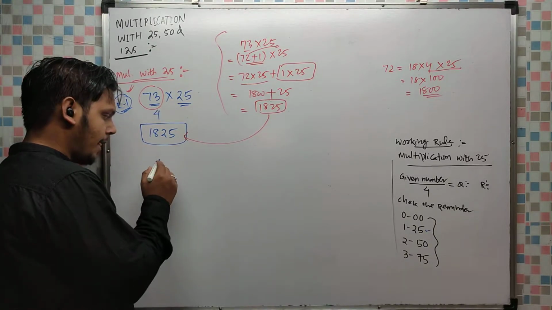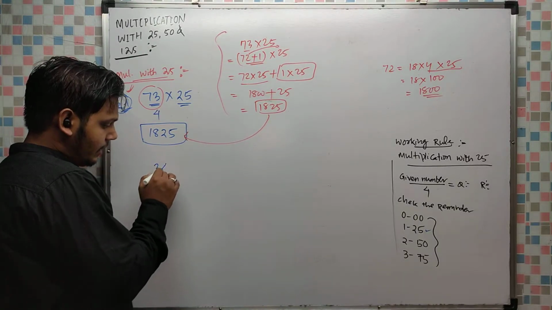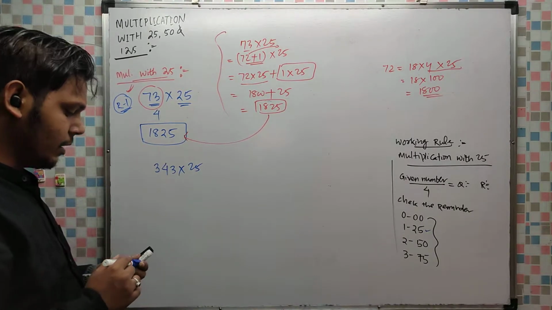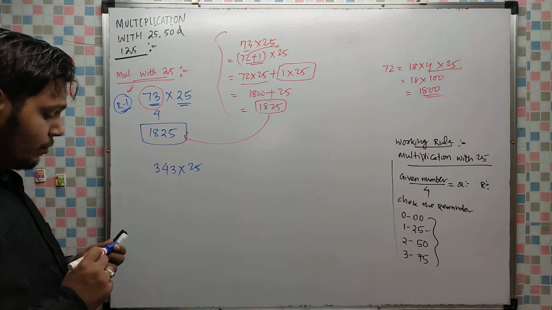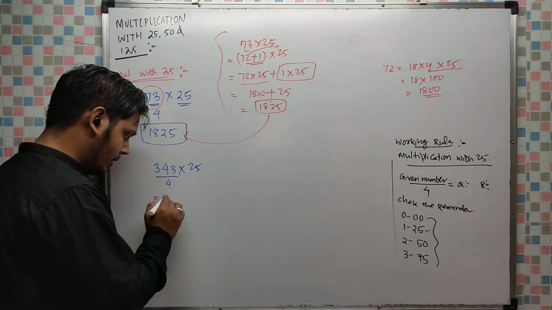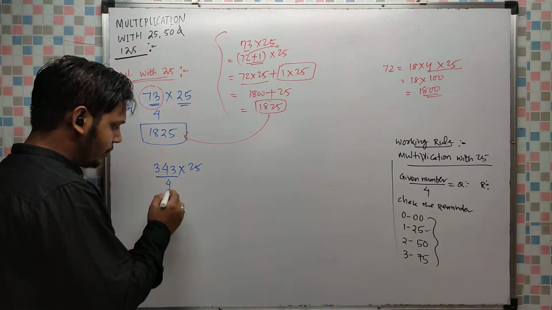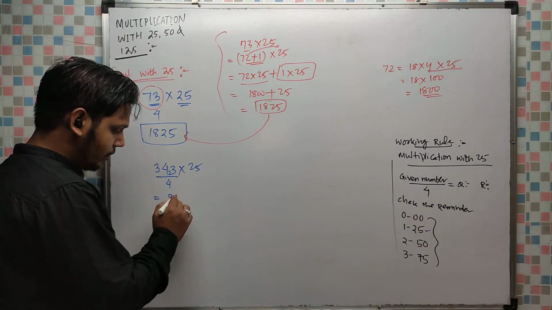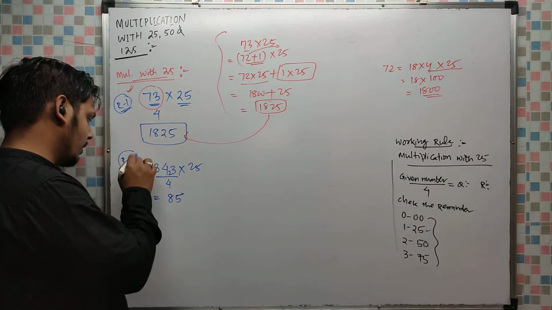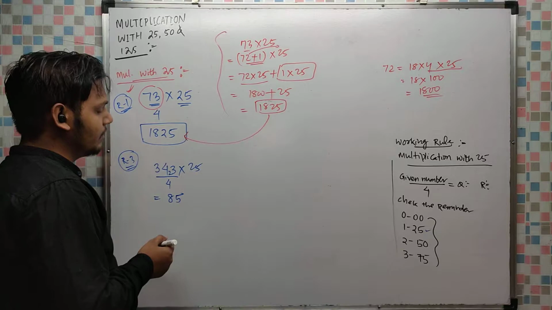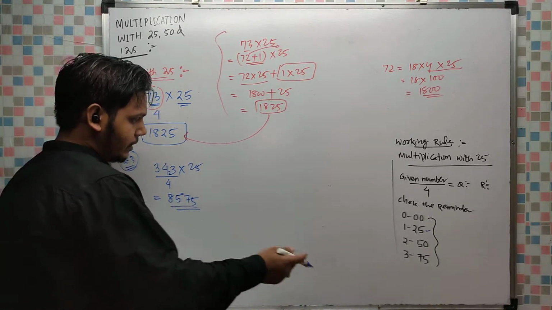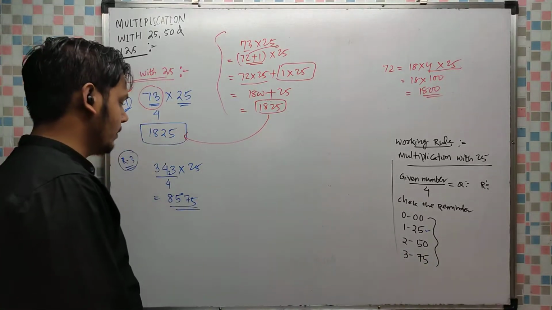Okay, now one more number we will discuss. Suppose 343 into 25. Now this is a 3-digit number. So what you have to do? You have to divide it by 4 first. 4 eights are 32, 23 means 4 fives are 20. The remainder is 3. Remainder 3 means 75.